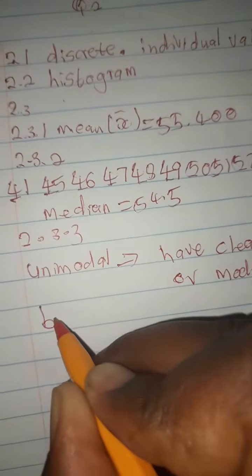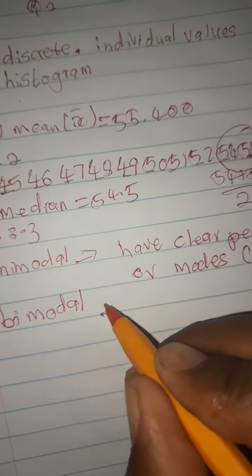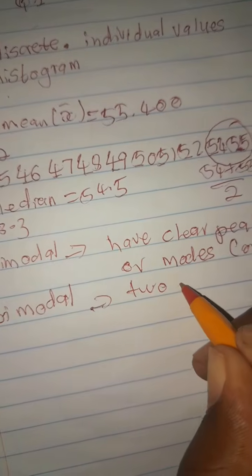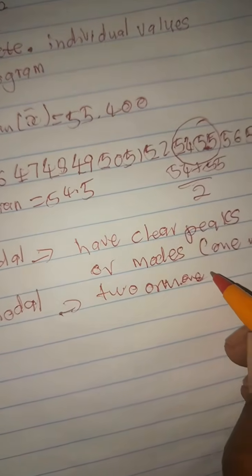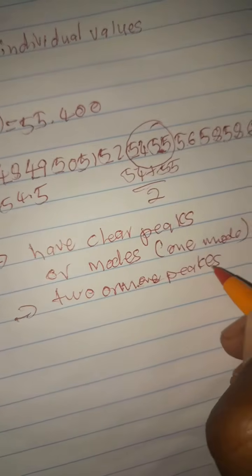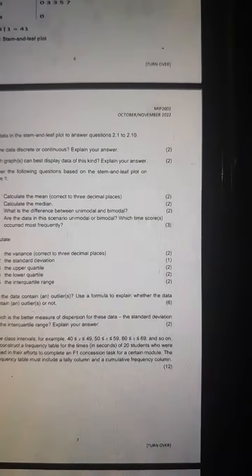Whereas bimodal means there are two, they can be two or more peaks or modes. That's what bimodal is. So those are the differences between the two, right? So let's not waste time. Let's go. We are at 2.3.4. Are the data in the scenario unimodal or bimodal?